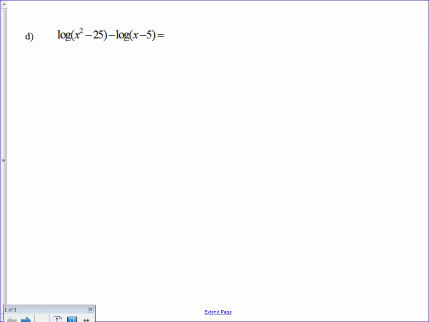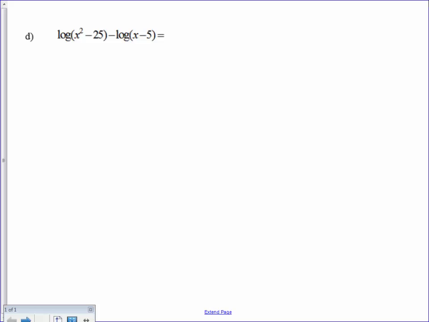The instructions for this problem are to express as a single log and then reduce if possible. For this example, we see that we have arguments that have multiple pieces. In other words, the entire argument of the first log is x squared minus 25, and then the entire argument for the second piece is x minus 5.